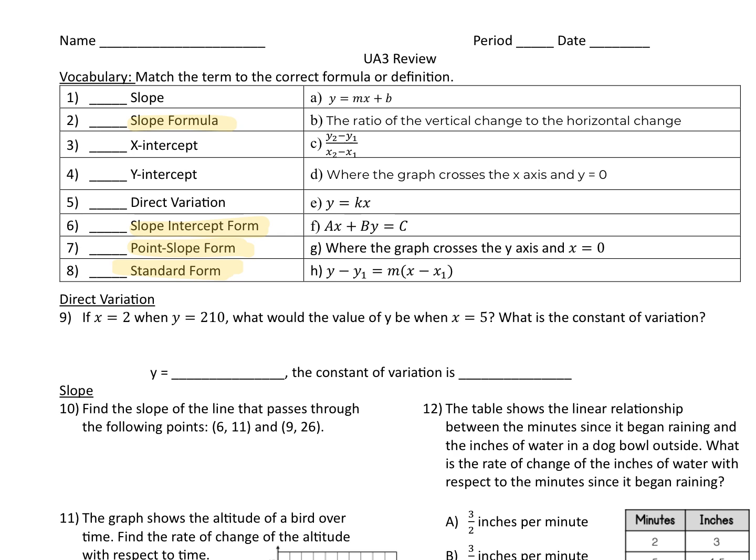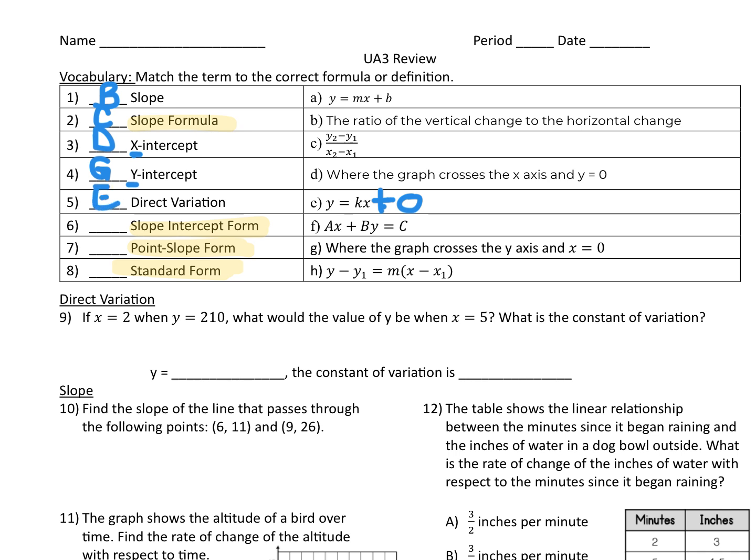So slope is, in fact, rise over run, the change in y over change in x. So we should have B here. Our slope formula is C. The x-intercept, remember, is where it crosses the x-axis. So we're going to have D. The y-intercept is where we cross the y-axis, G. Direct variation is when it crosses through the origin, so the b is 0. So this is going to be E.